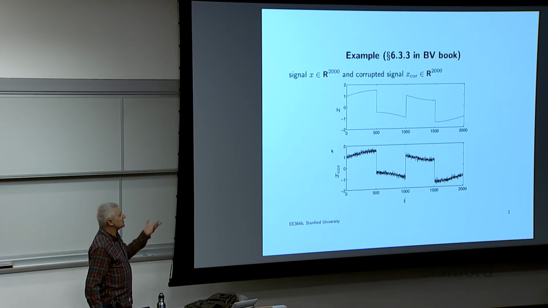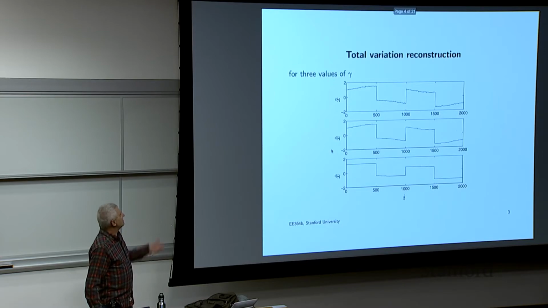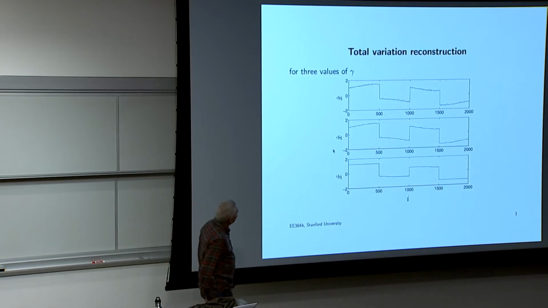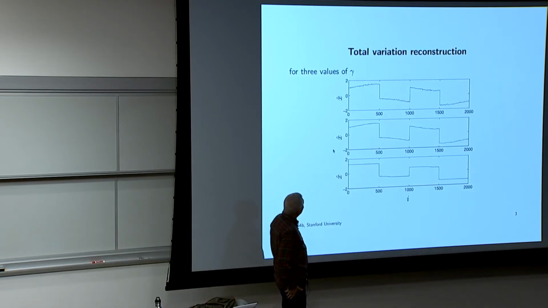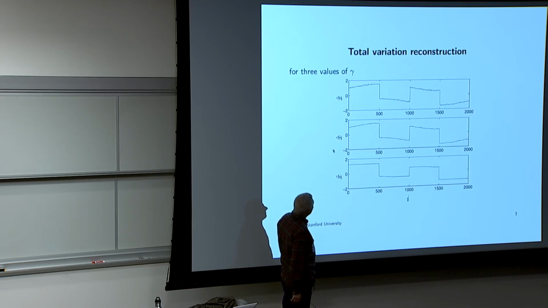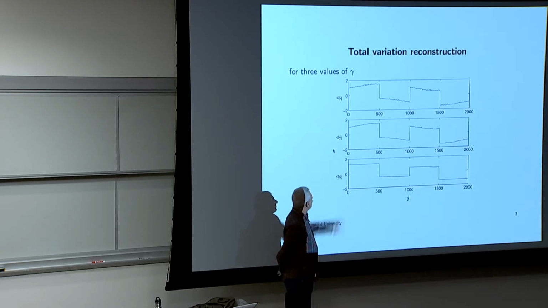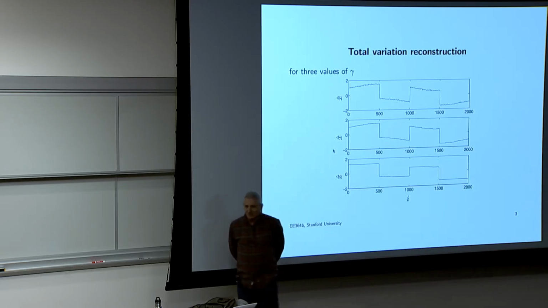The corrupted version is below. And then when you denoise it, you get things like this using L1 reconstruction, right? And you could decide which value is right by some kind of cross-validation or something. But roughly speaking, this looks like it's over-regularized. That looks like maybe it's under-regularized. And you might say that that's about right, or maybe somewhere in between these two might be about right.